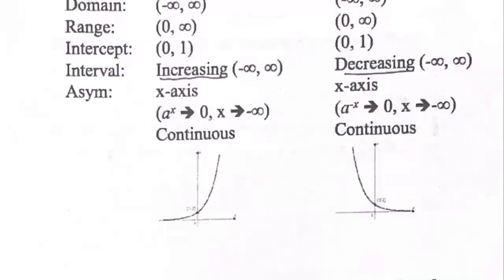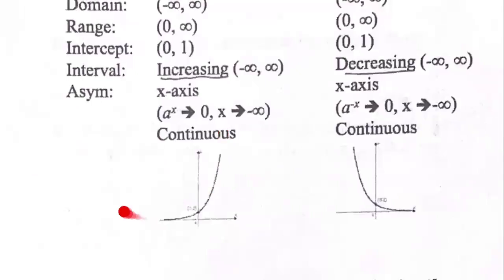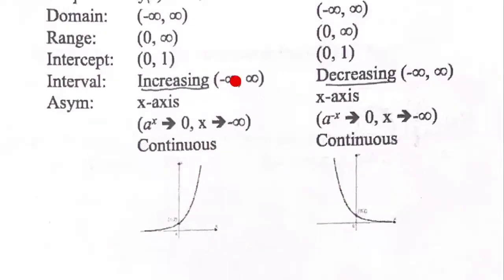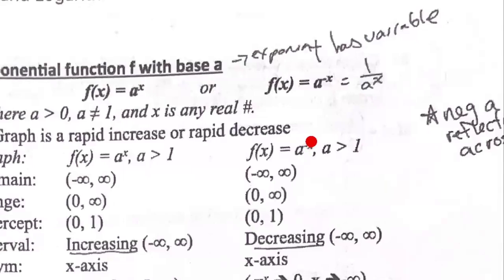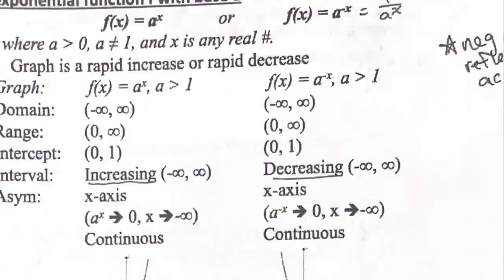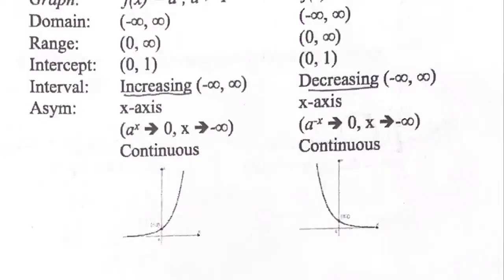Oh wait, not when a is positive. When x is positive, it's increasing. When you have negative x, it's decreasing, so it's going down from negative infinity to infinity. And this is when you have a negative in the exponent. They're all continuous, meaning there are no jumps. It's just a smooth curve.